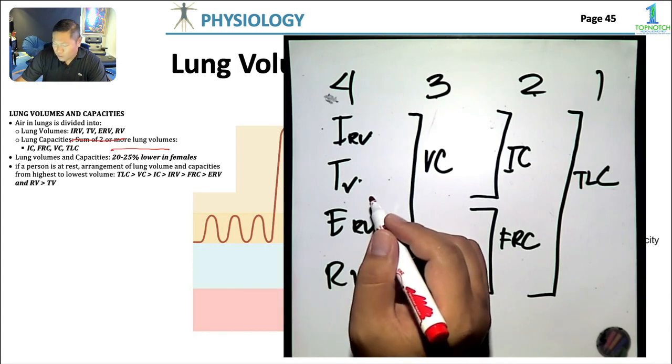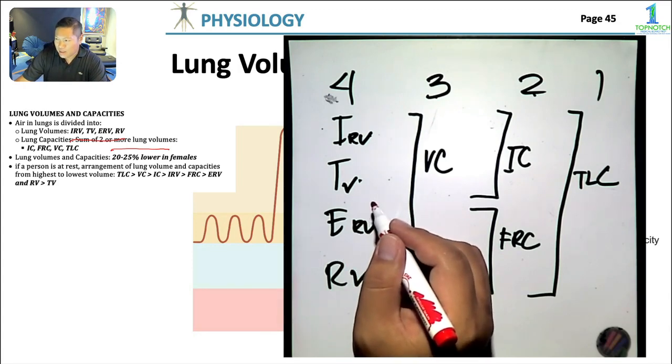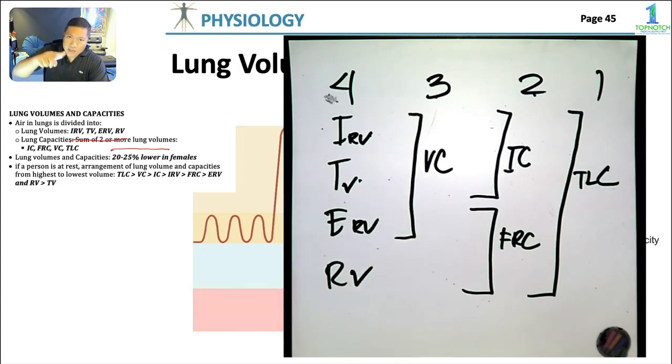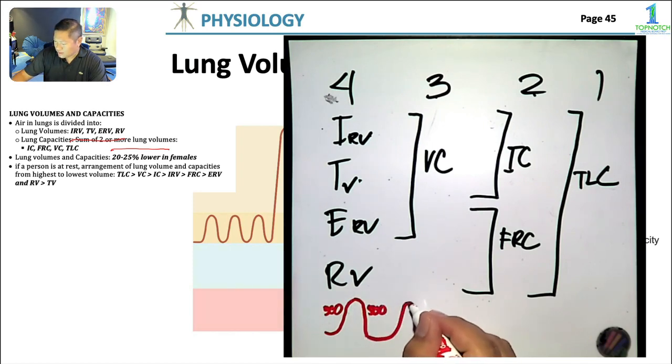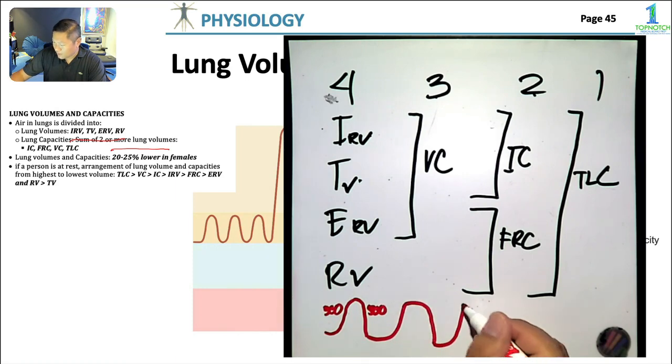Okay, tidal volume is the amount of air that you inhale or exhale during quiet breathing, during the relaxed state. During quiet breathing, you're going to inhale 500 ml and exhale 500 ml also. Inhale 500, exhale 500. Okay?